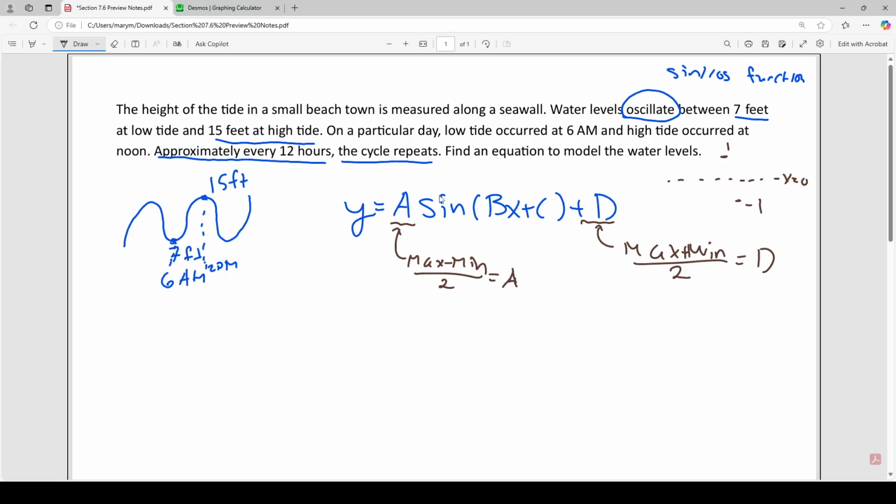And just to make sure you're understanding, I'm going to pause. I want you to go ahead and try to find the amplitude and try to find the vertical shift yourself before I actually walk you through it.